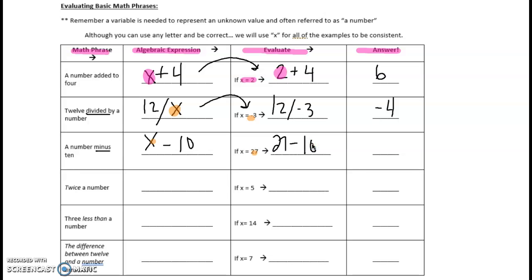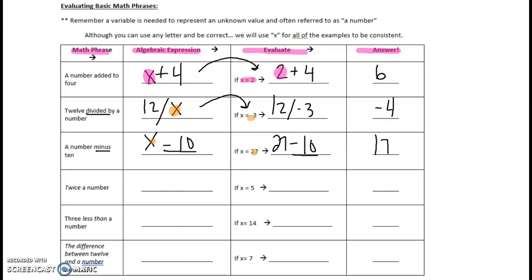Now notice everything else is staying the same. I had a -10 over here, so we're going to have a -10 over here. The only thing I'm replacing is that variable, that x. So completing my problem there, 27 minus 10, bringing it down to a one-term answer, I get 17.